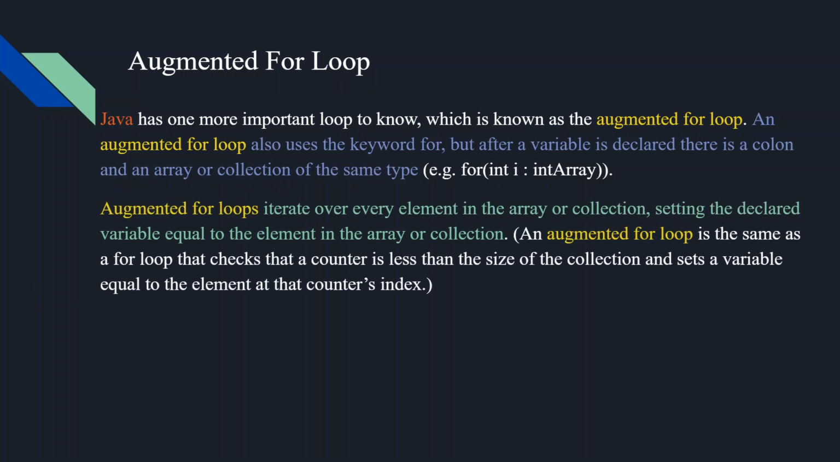Augmented for loops iterate over every element in the array or collection, setting the declared variable equal to the element in the array or collection each time. In this way, an augmented for loop is functionally the same as a for loop that checks that a counter is less than the collection size, then sets a variable equal to the element at that counter's index.